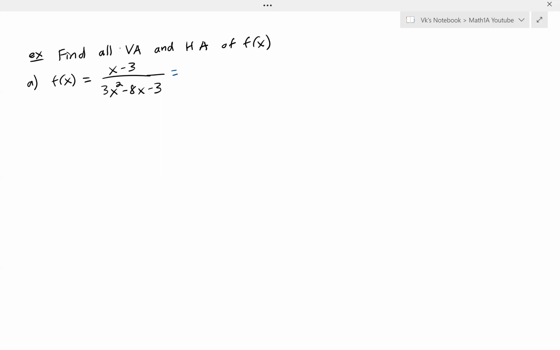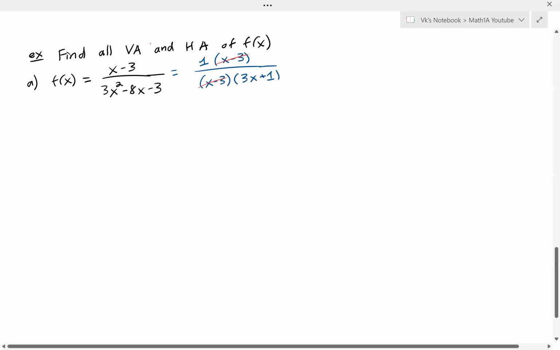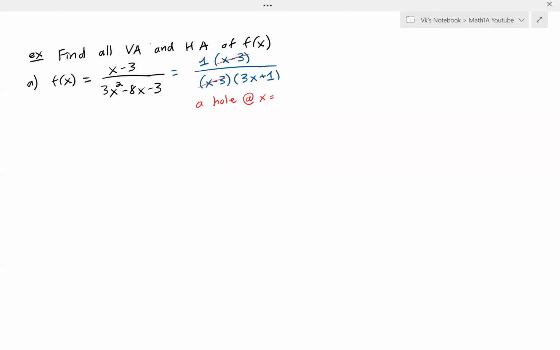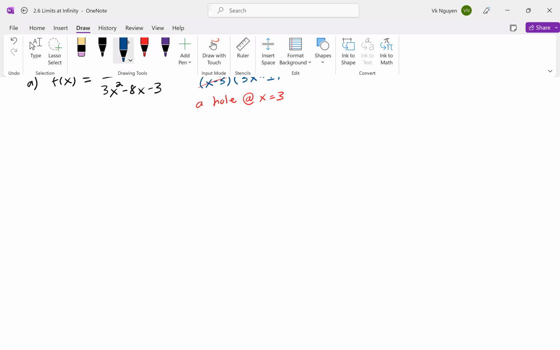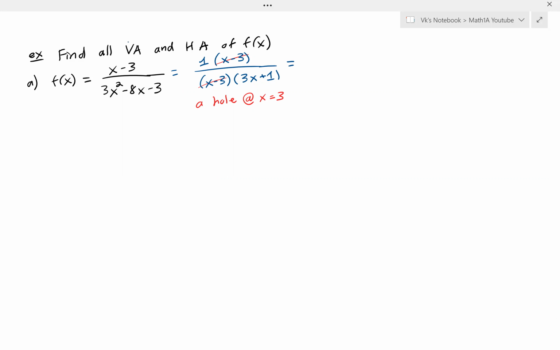Let's factor and simplify. 1 times (x minus 3) over (x minus 3)(3x plus 1). Well, we can cancel out the x minus 3. And this tells us that we'll have a hole at x equals 3. Some people call it a removable discontinuity. 1 over 3x plus 1.